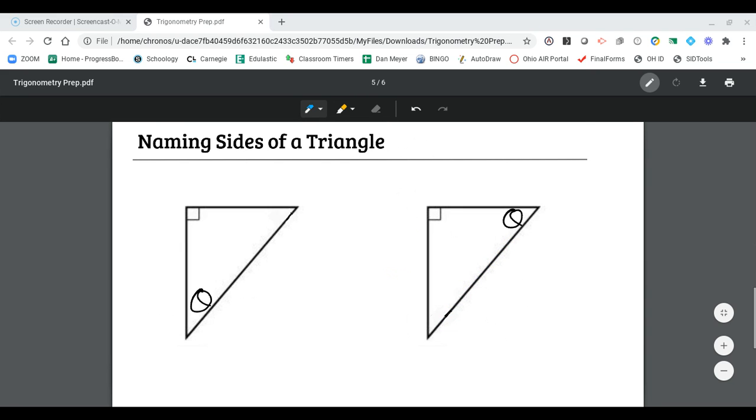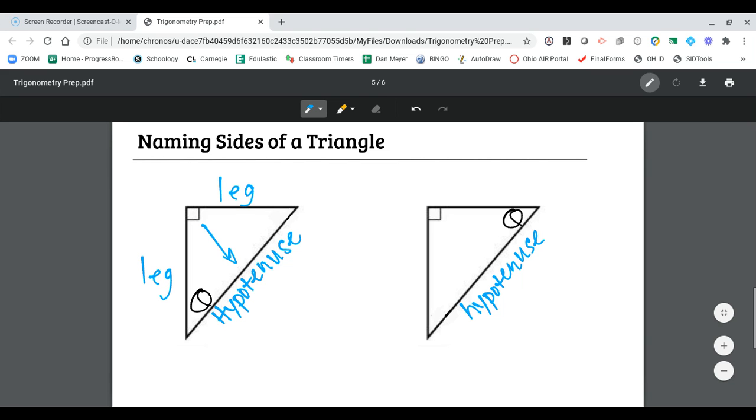About naming the sides of a triangle, we know that this is going to be our hypotenuse. And how do I know that? It is opposite my 90-degree angle. So over here, same thing. All right, so when we're talking about right triangles, the other 2 side lengths we can call legs. So this would be a leg and this would be a leg.